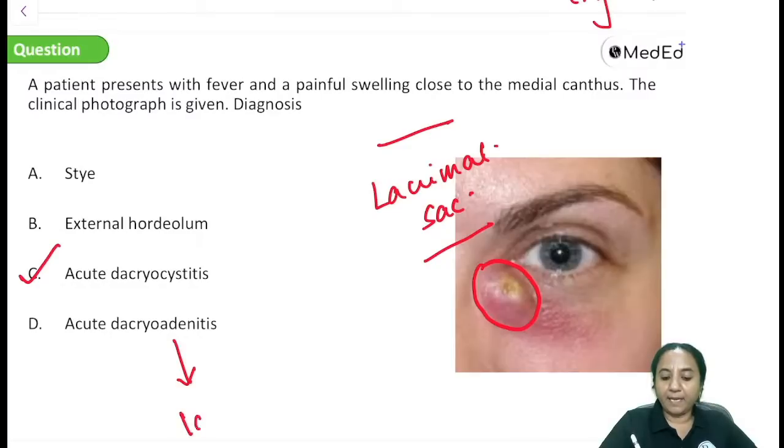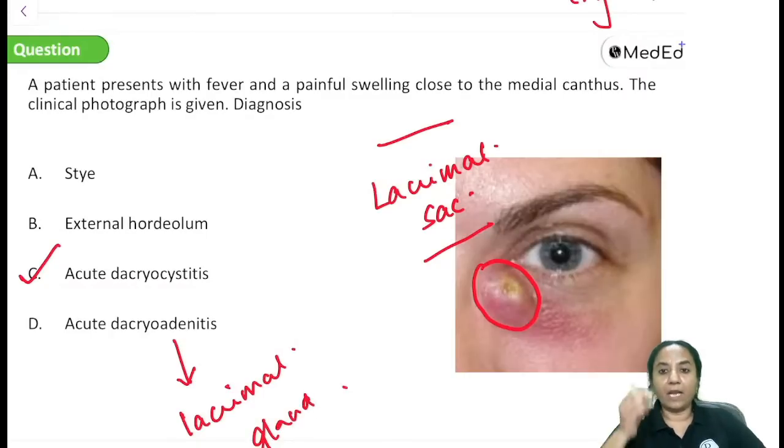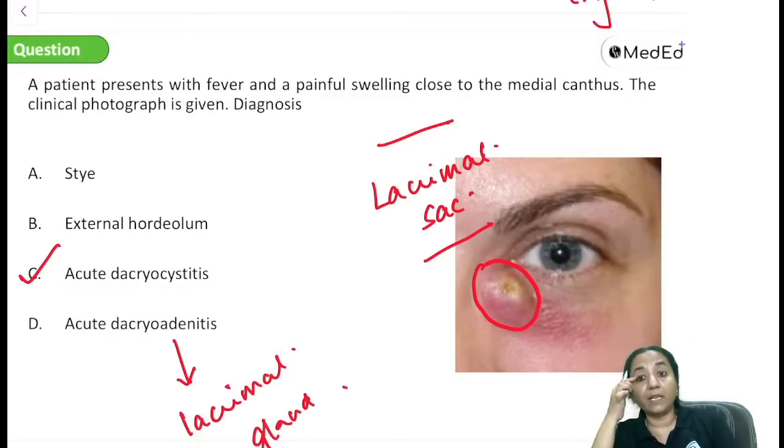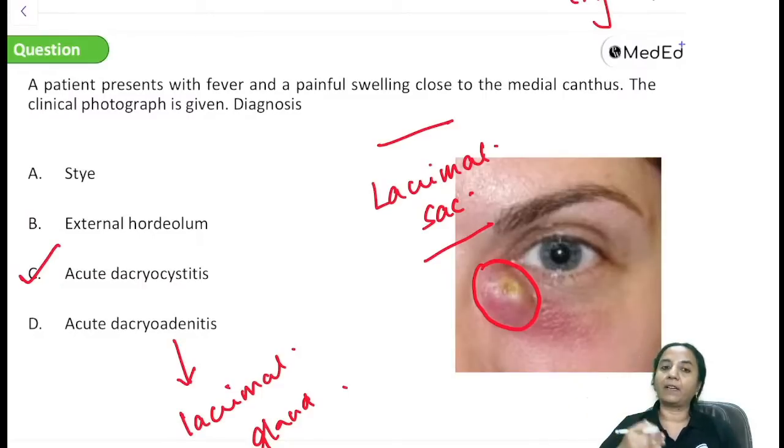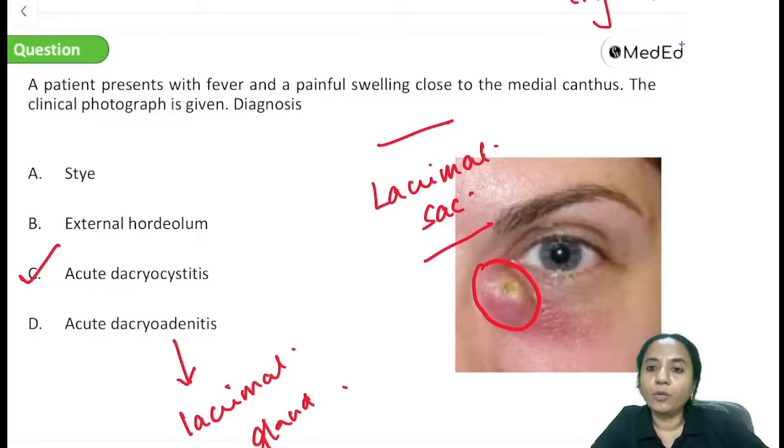Dacryoadenitis means it is an infection of the lacrimal gland, and the lacrimal gland is not here. The lacrimal gland is located in the supratemporal part of the orbit. If the lacrimal gland is affected, we call it dacryoadenitis. But here this is the lacrimal sac, so this is dacryocystitis. And why are we saying acute? Because there is redness, pus, fever and pain. So that's why it's an acute dacryocystitis.